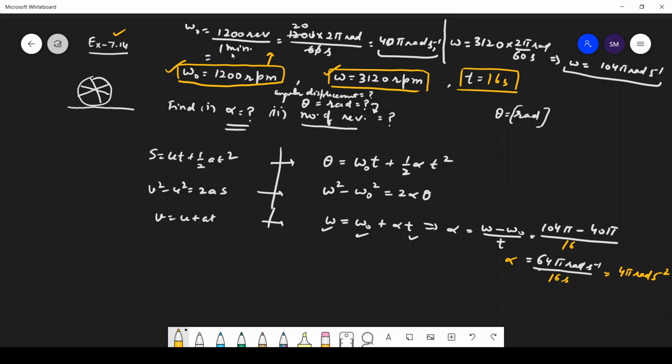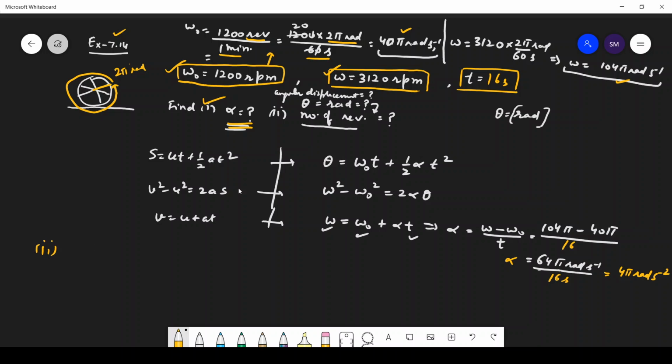So 1200 revolutions per minute. One revolution means the angle is 2 pi radians. So we have replaced one revolution with 2 pi radian and 1 minute with 60 seconds, and we get omega naught as 40 pi and omega as 104 pi, and then we have found the value of angular acceleration. So the first part we have done.